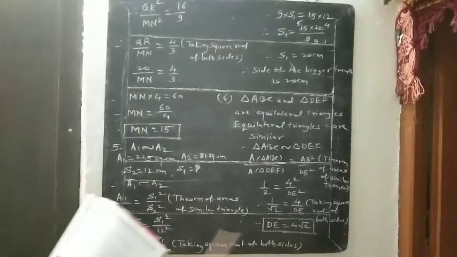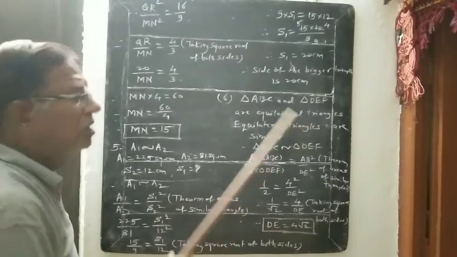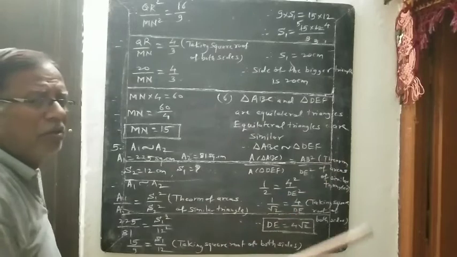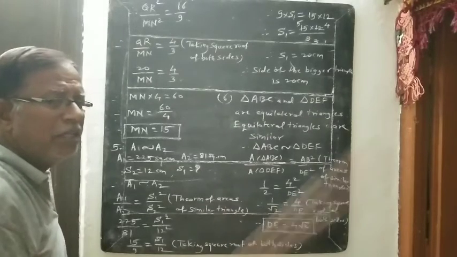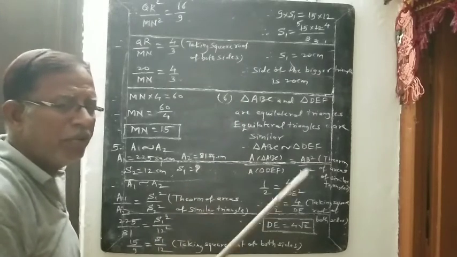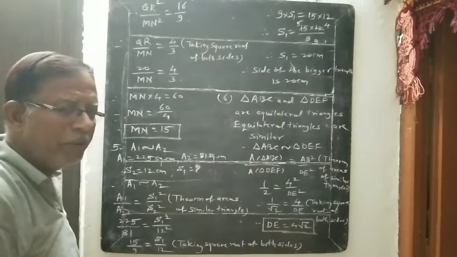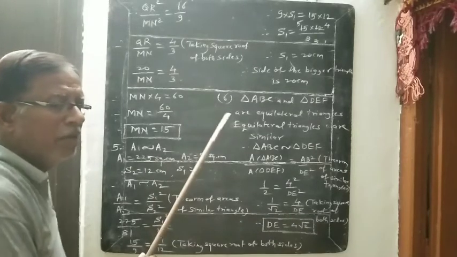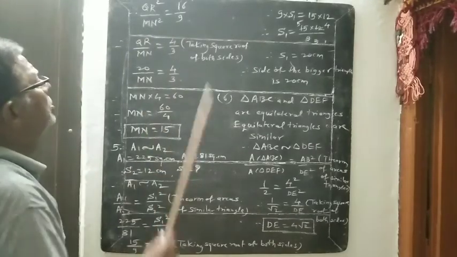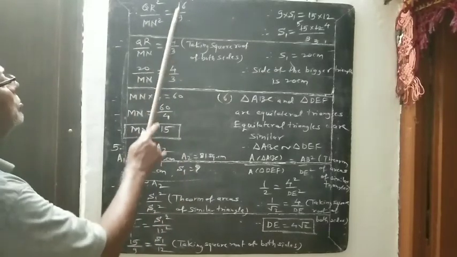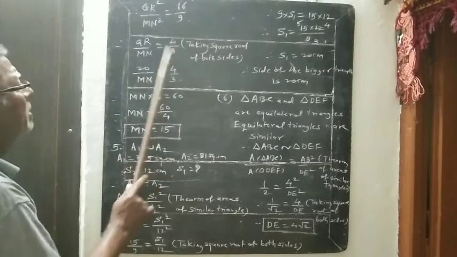So QR square upon MN square: the left side in that example is area of triangle PQR upon area of triangle LMN, which is 16 upon 9, and area of triangle PQR upon area of triangle LMN is equal to QR square upon MN square. So left side is equal, so right side is equal. So QR square upon MN square is 16 upon 9. Then taking square root of both sides, QR upon MN is equal to square root of 16 is 4, square root of 9 is 3.